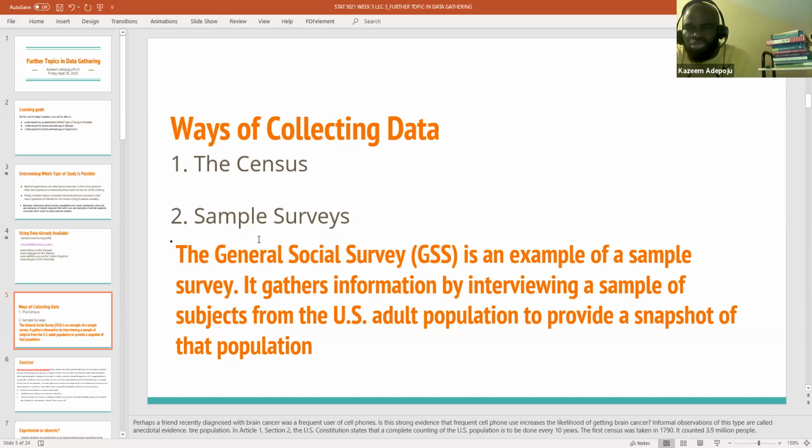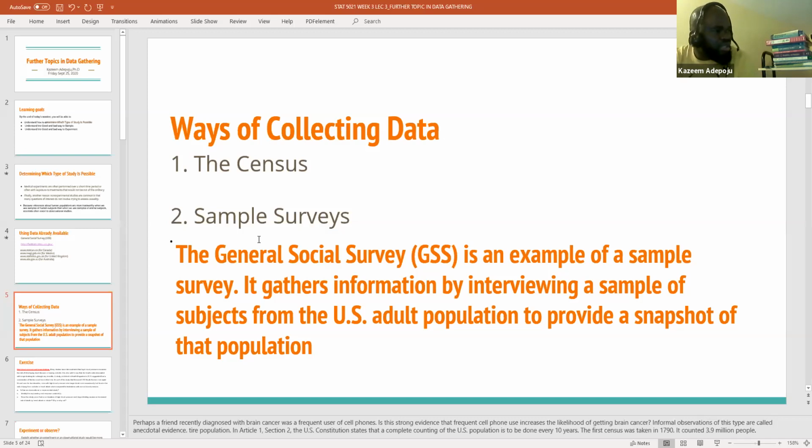Article 1, Section 2 of the Constitution of the United States of America actually has it that every 10 years, a census should be undertaken in the United States, where they count, where they're trying to know the number of people in the United States of America. I think the first one was done in 1790. And as of 1790, to the best of my knowledge, the population of America was 3.9 million people.